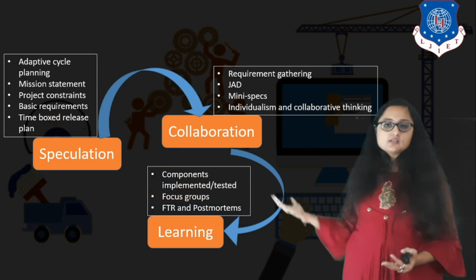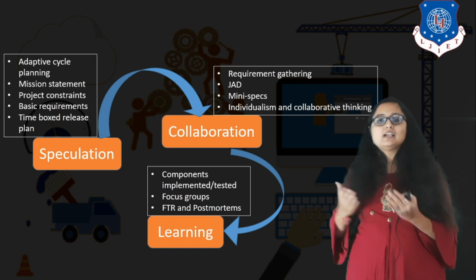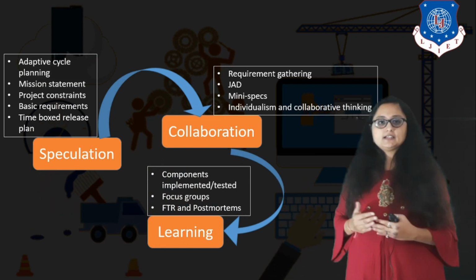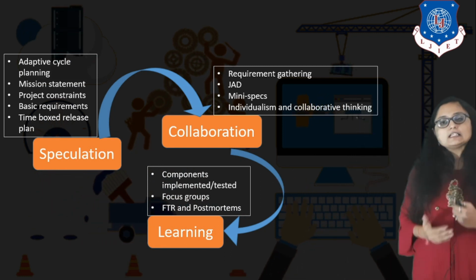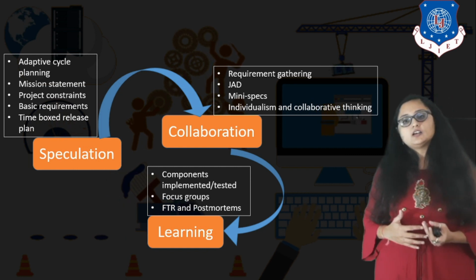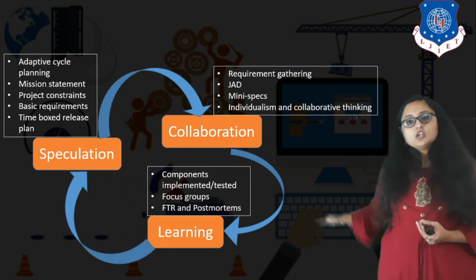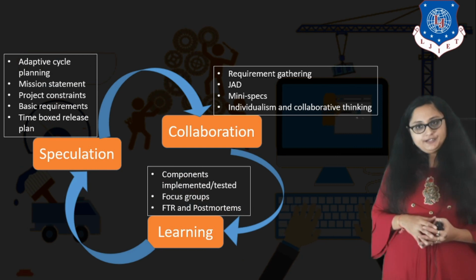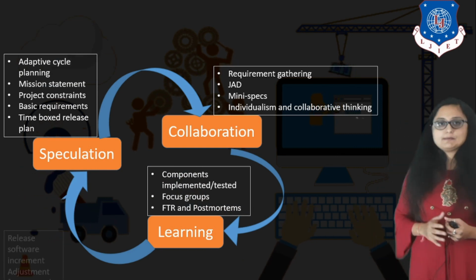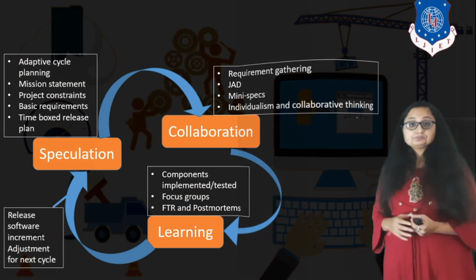Also other people are reviewing, that is FTR, formal technical review, which is conducted in this phase, so that continuous improvement can happen. So again this cycle is repeated. Okay, so this is the adaptive software development process.